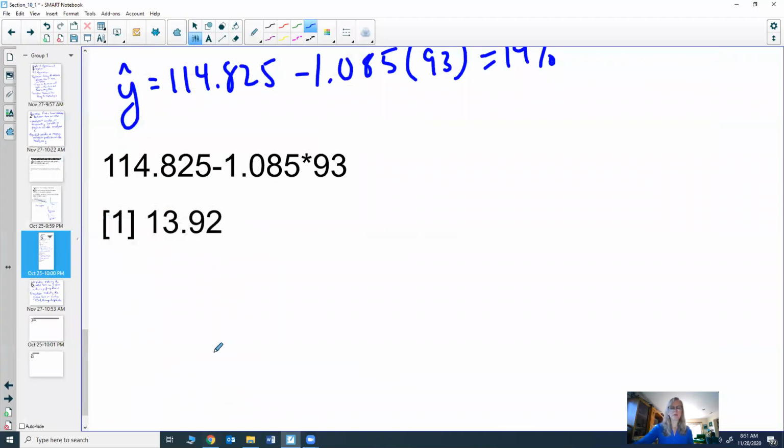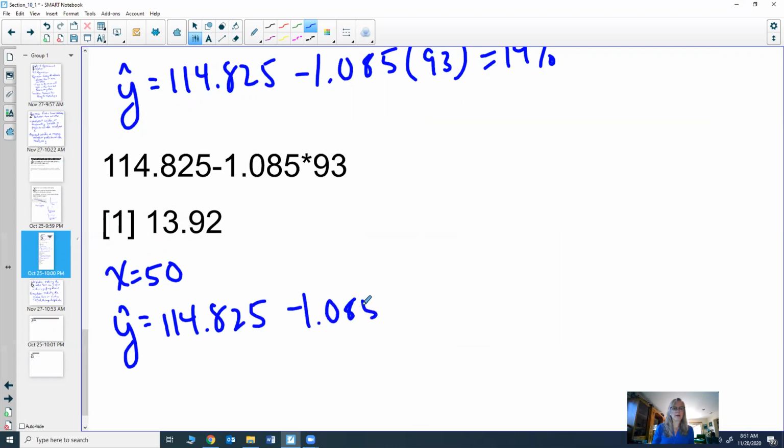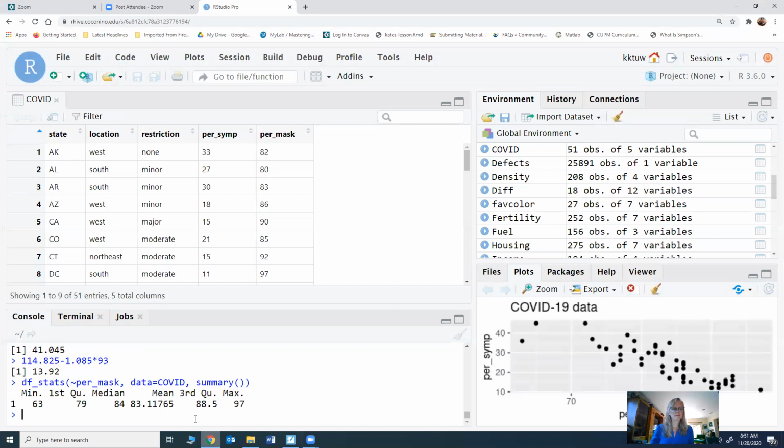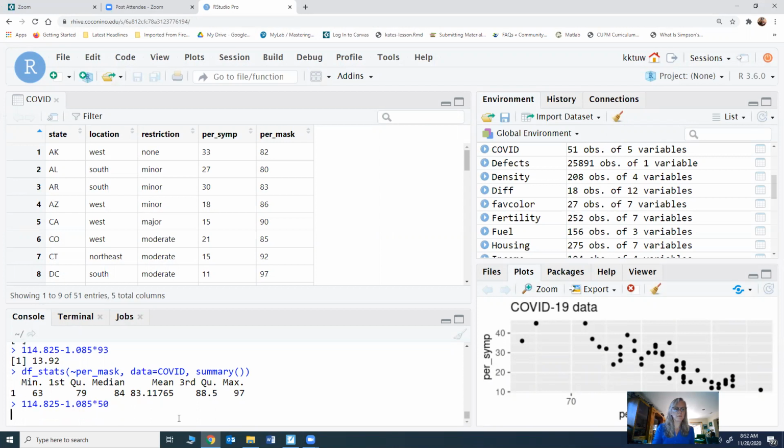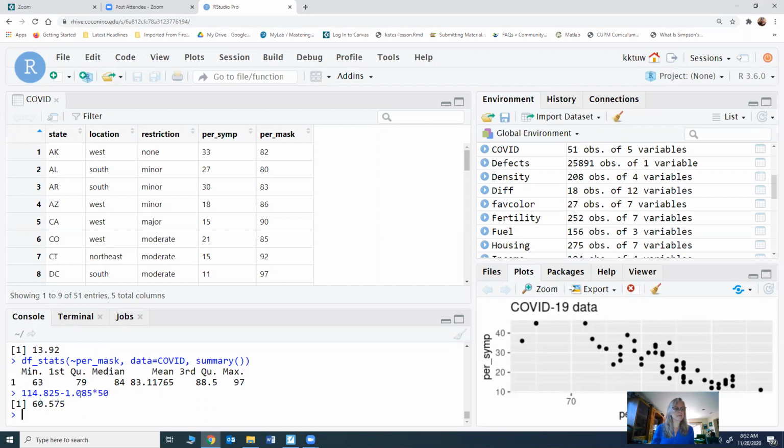What if I picked like 50? What if instead of picking one of these values, I went ahead and said that X equals 50? And I'm not going to write it out this time. You got the idea. So now we've got Y hat is equal to 114.825 minus 1.085 times 50. And again, I'm going to go back over to R and calculate that. I just did a command, so I have to do another up arrow to get back to the one I want. And I get 60.577 or 61.